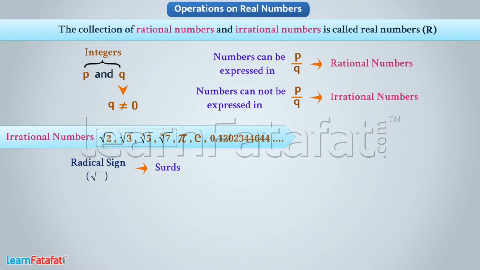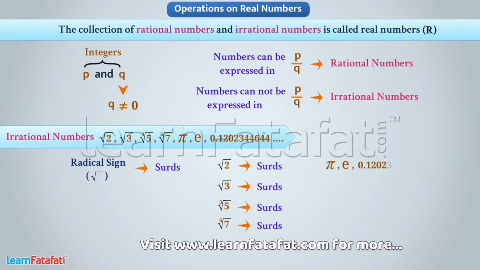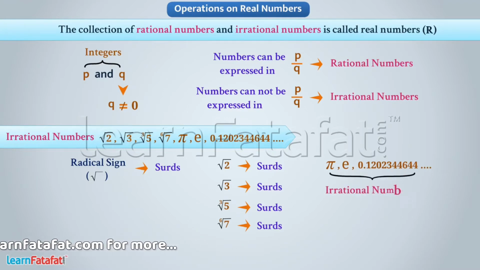For example, root 2 is a surd. Root 3 is a surd. Likewise, third root of 5 and sixth root of 7 are also surds. But pi, e, 0.120, 2344, 644 and so on are irrational numbers, but these are not surds.